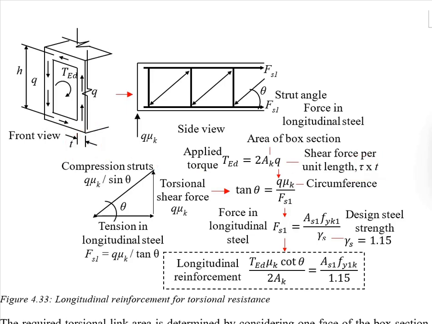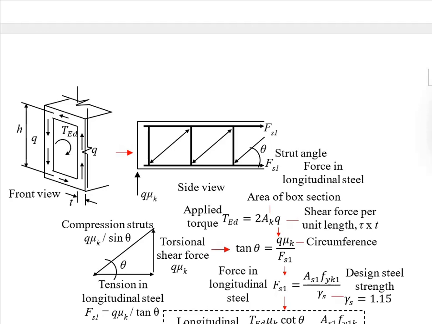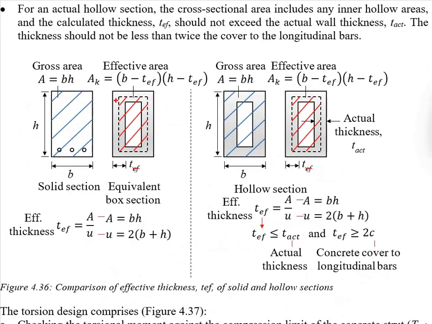Now, from the classical elastic theory, the applied torque can be related to the shear flow as expressed by this equation. It is a function of the shear flow multiplied with the area of the box section. This represents the area of the box section. The formula for the area of the box section is given here.